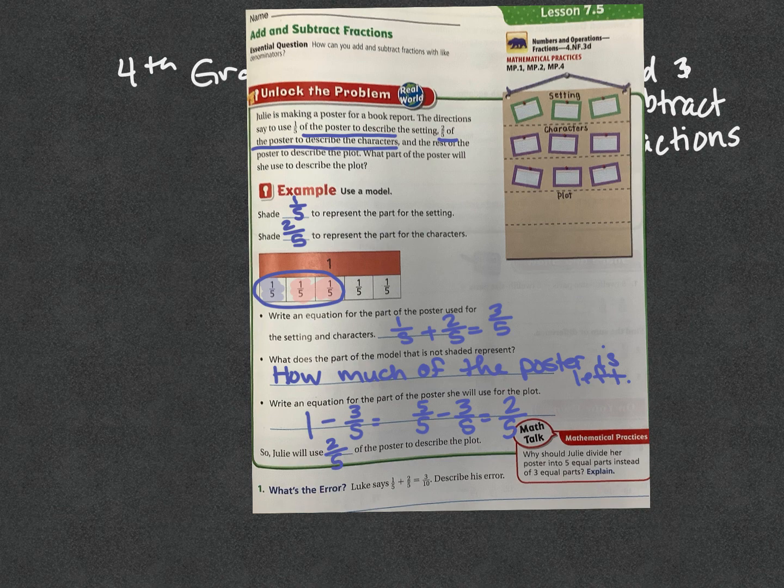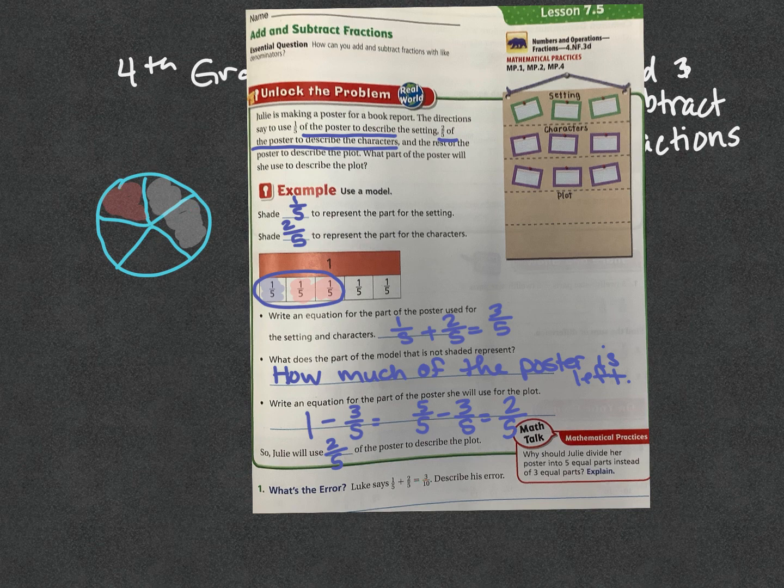What's the error? Luke says 1/5 plus 2/5 when he did this addition up here equals 3/10. What is his error? What mistake did he make? You may be noticing that his denominators, they were cut into 5 pieces, and now suddenly they're cut into 10 pieces. When we add fractions, we don't change the denominator. The way it's cut is still the same, and I'm going to give a visual for that too. So we had, in picture form, it's cut into 5 equal pieces, and we had 1/5, and then we add 2/5 to it, and we know it should be 3/5, 1, 2, 3 out of the 5.